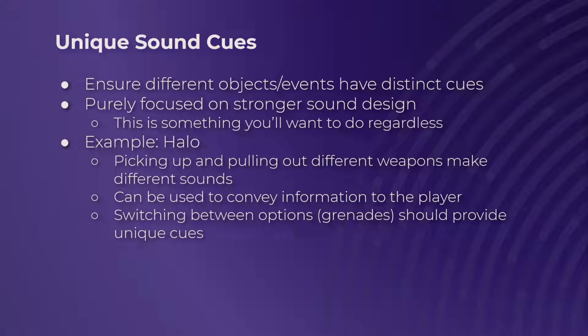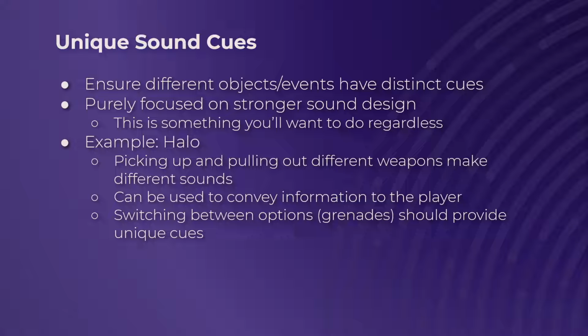having different and unique sound cues for different objects and events is surprisingly important when it comes to accessibility, and it is something that is purely focused on having stronger sound design. So this is one of those things that's going to be game-wide and not exactly toggleable. So you're definitely going to want to do this since it's just a good thing in regard to the sound design. So an example of this, I have to bring up Halo.